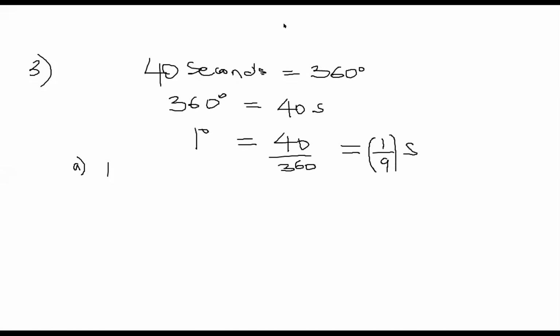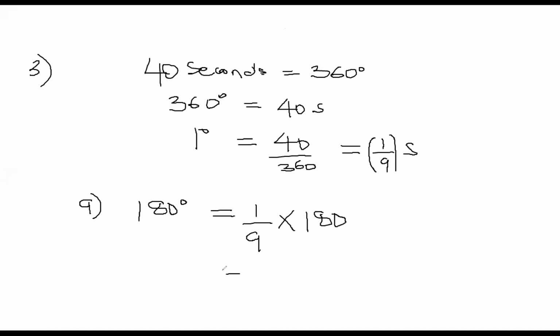Now, the question wanted you to find how long it takes for the sails to turn through 180 degrees. So 180 degrees is equivalent to what, if 1 degree is that? It's equivalent to 1 out of 9 times 180 degrees, which gives you 20 seconds. 20 seconds.